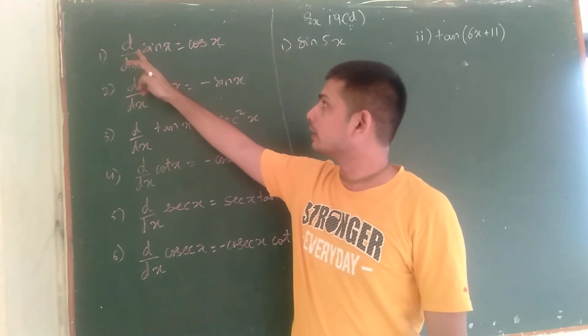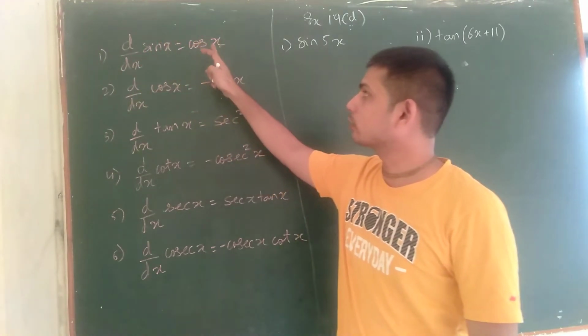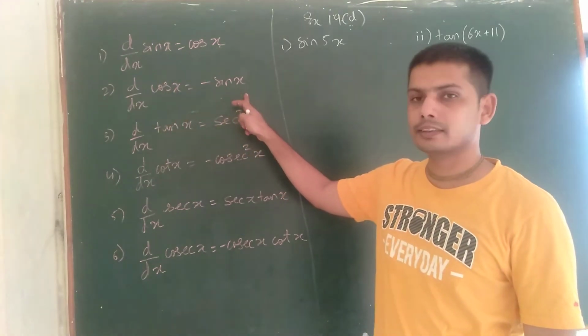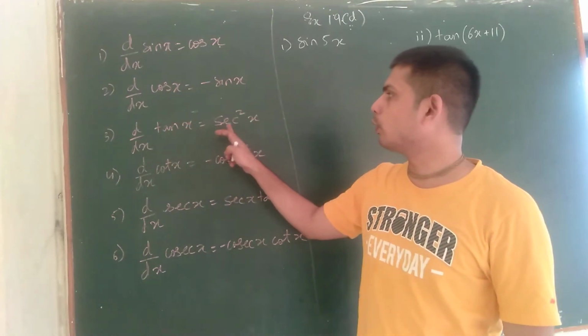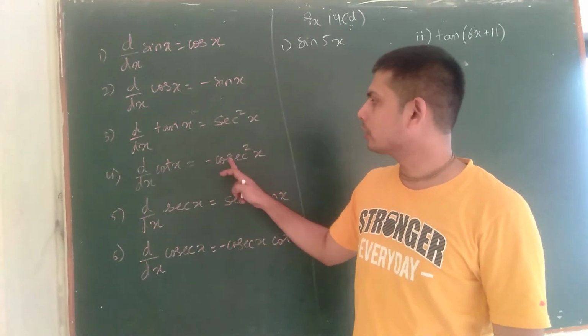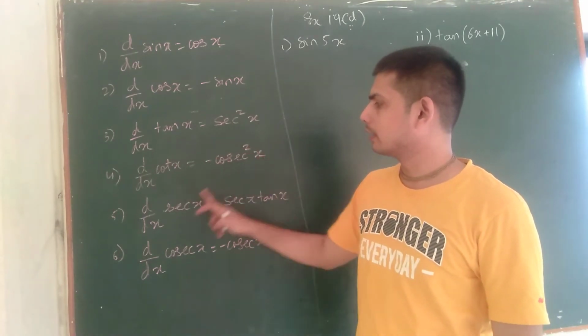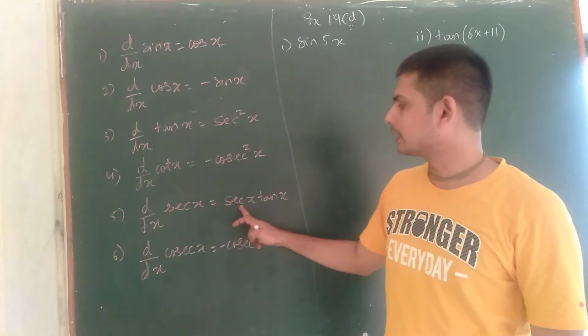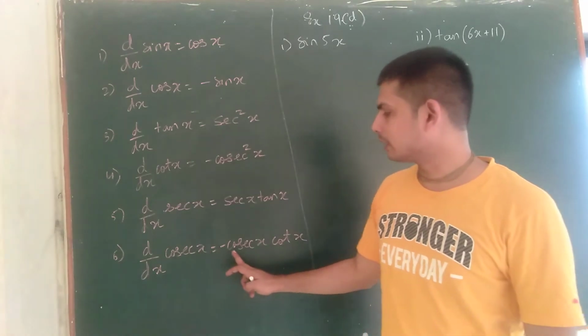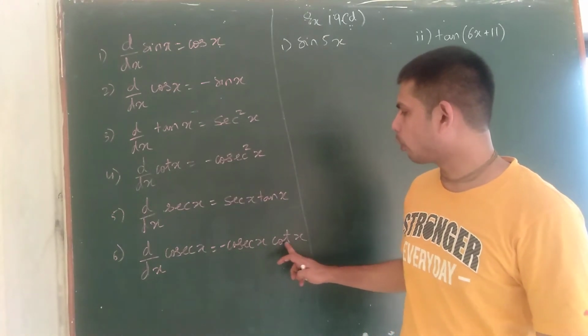So let us see. First, the derivative of sin x is cos x. For cos x, it is minus sin x. Tan x is equal to sec square x. Cot x is minus cosec square x. Sec x is sec x tan x. And the derivative of cosec x is minus cosec x cot x.